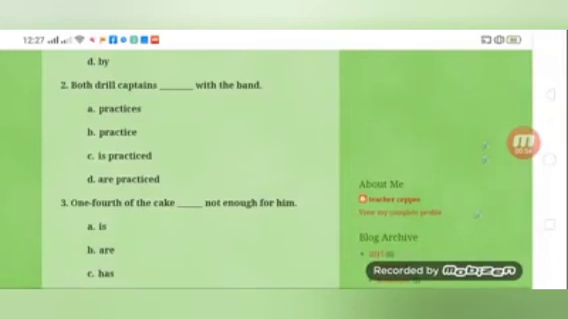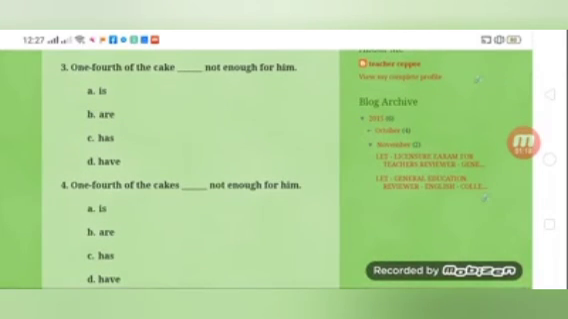Next one, both drill captains blank with a band. Okay, so both drill captains, our subject is compound, plural, and that's both, an indefinite pronoun, both, so practice. Both drill captains practice.